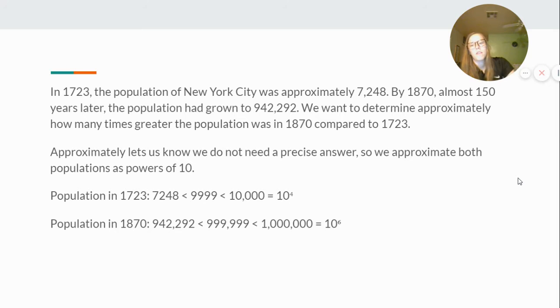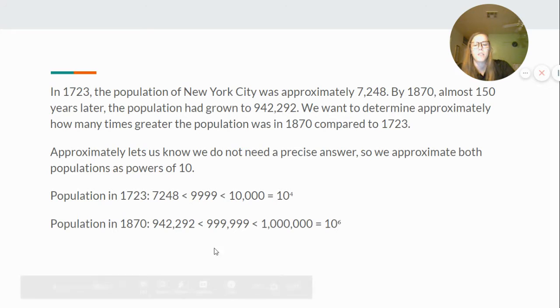So here we have, in 1723, the population of New York City was approximately 7,248. By 1870, almost 150 years later, the population had grown to 942,292. We want to determine approximately how many times greater the population was in 1870 compared to 1723. So approximately is not precise, so we approximate both as powers of 10.